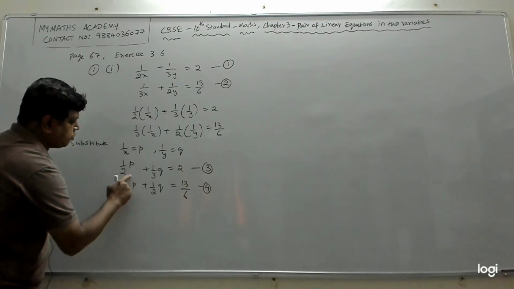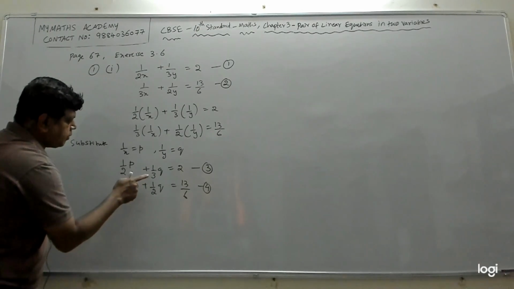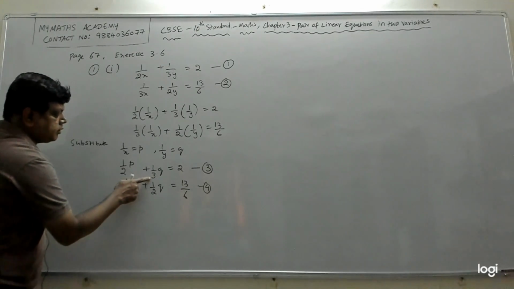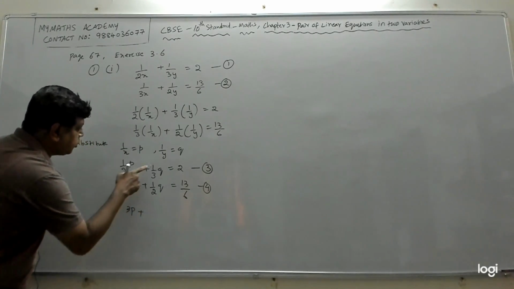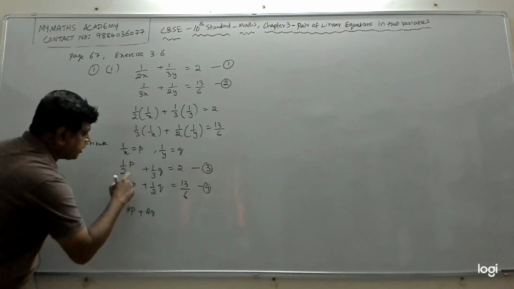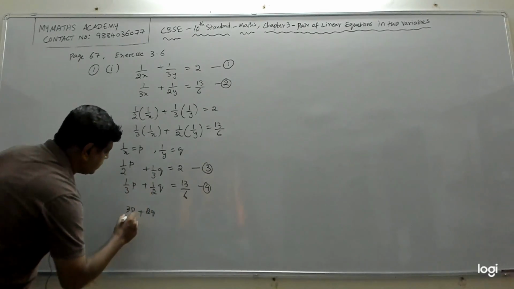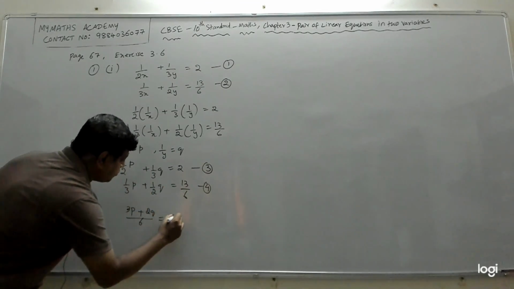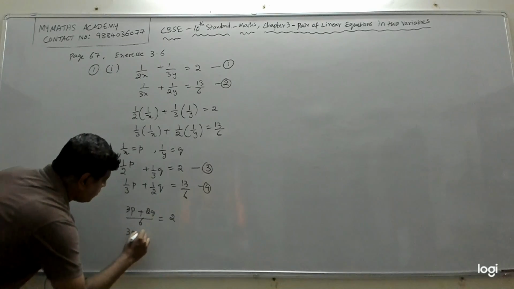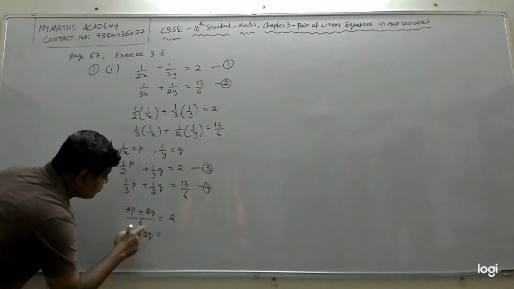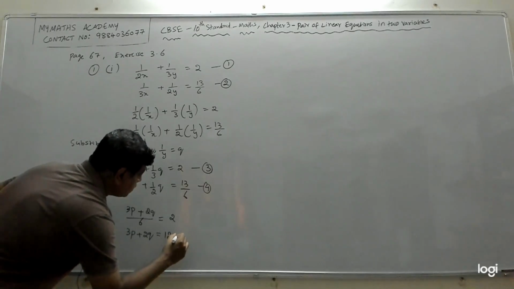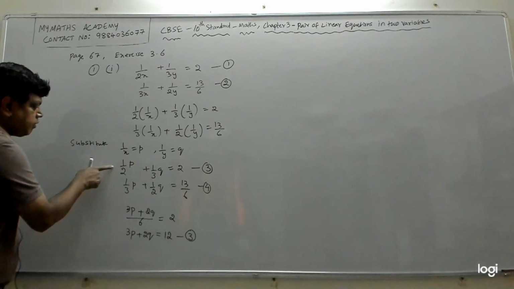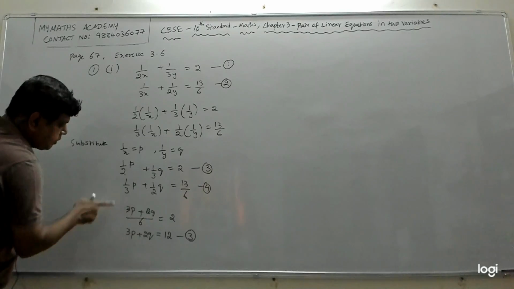So let's try to add these two. If we add these two, what do we get? 3 into p is 3p, plus 2 into q is 2q. We are doing fraction addition. By 2 into 3 is 6, equal to this 2. So you get 3p plus 2q equal to, this 6 will go here, it will become 6 into 2, which is 12. So this is equation 3 only. Equation 3 we have rewritten like this.